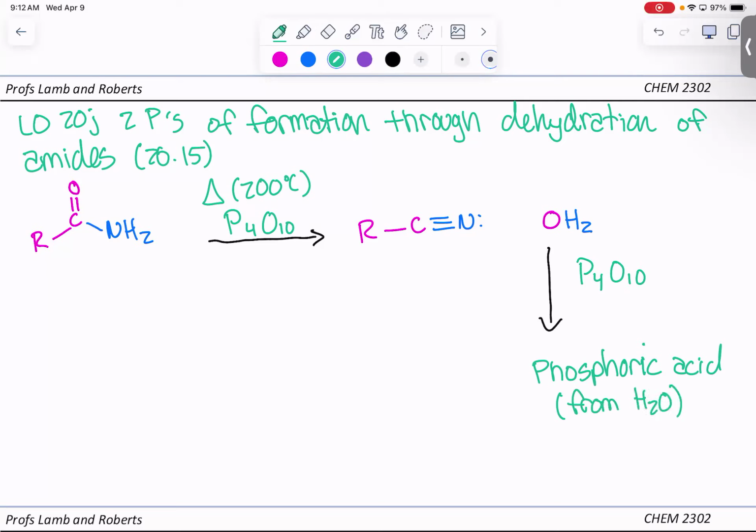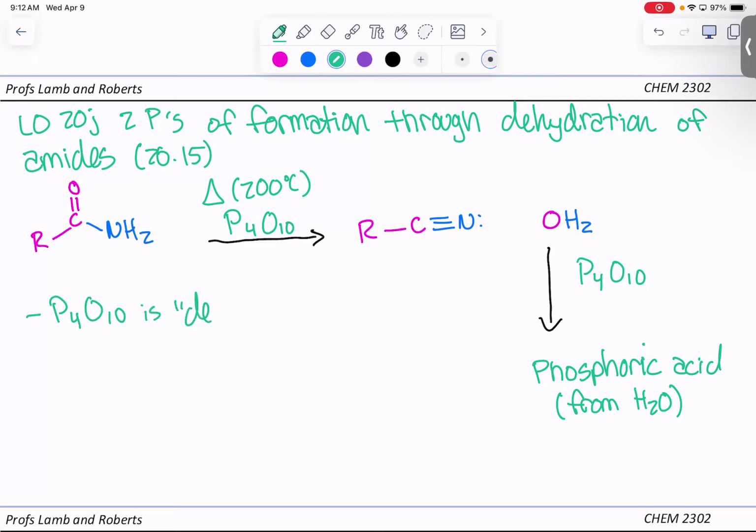When I was a graduate student, we always called this P2O5, and I think more studies were done on it. So sometimes you'll actually hear me mistakenly say P2O5, but it's the same as P4O10. All right, so this is what's called our dehydrating reagent.